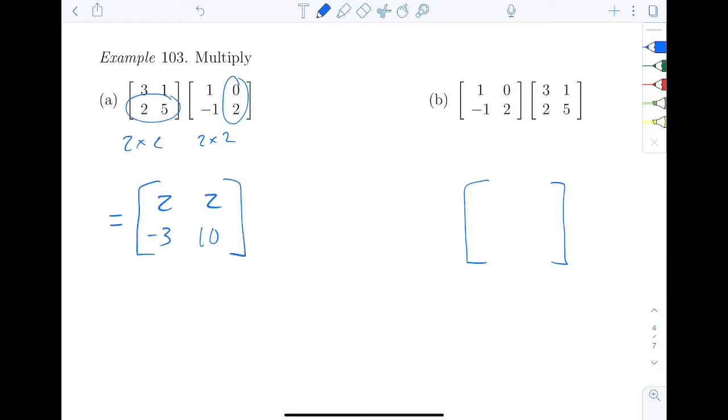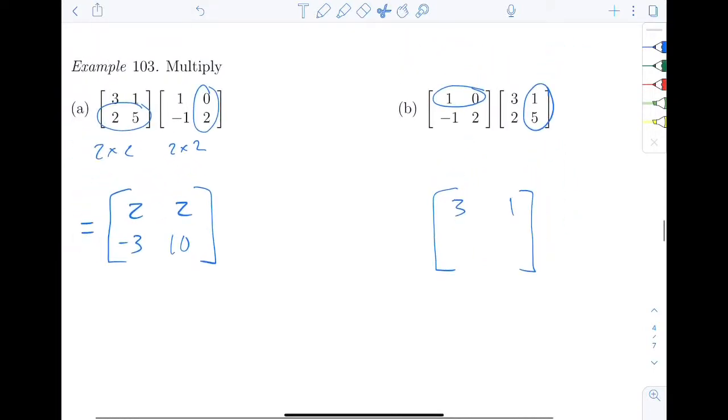Now let's do it the other way around. So it's going to be 3 plus 0 is 3. Oh, we can already see something's different here. And move to the next one. 1 plus 0 is 1. Then I have negative 3 plus 4 is 1. One more. And negative 1 plus 10 is 9.